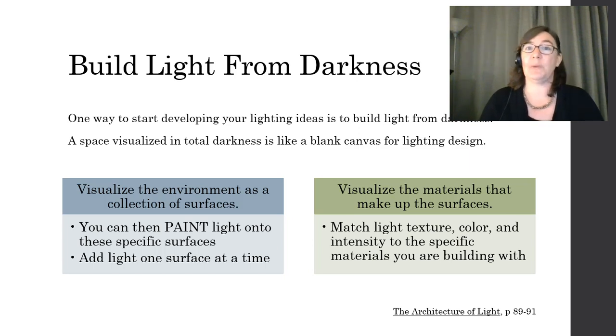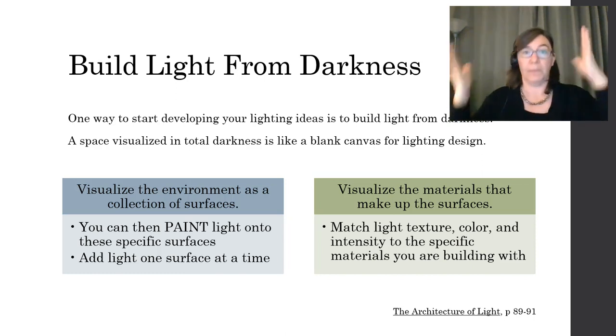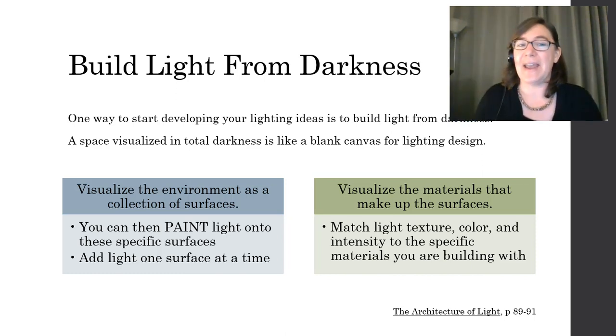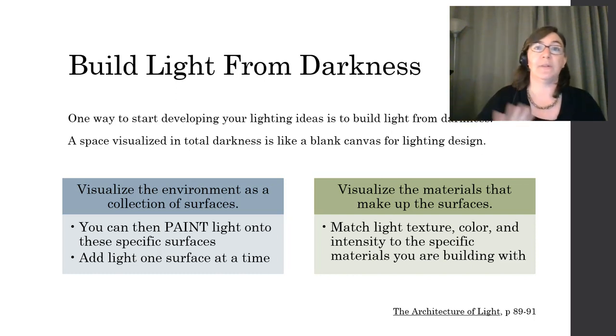Let's start with this visualization tool, Build Light from Darkness. One way to start developing your lighting ideas is to literally build the light starting from darkness. A space or a room visualized in total darkness, total blackness, is like a blank canvas for your lighting design. All right. First, turn out the lights in your mind's eye, all right? And then visualize the environment in that room as a collection of surfaces, vertical surfaces, horizontal surfaces, all right, angled surfaces.